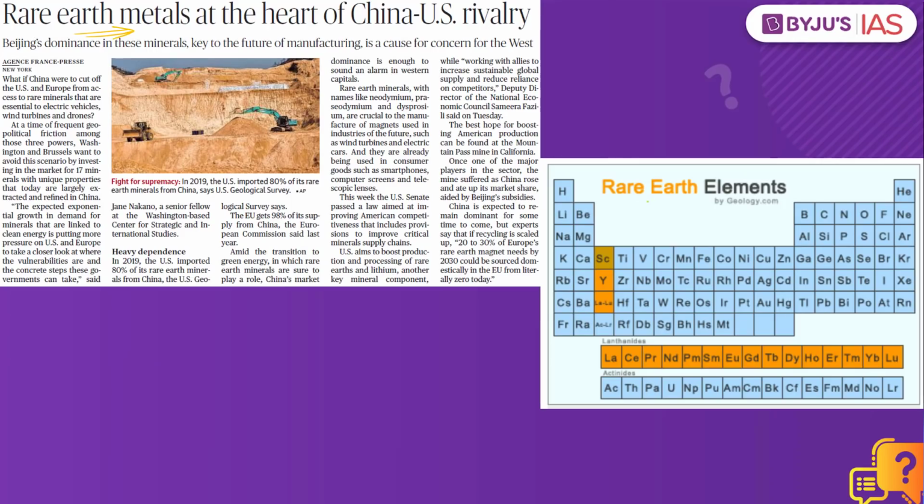What are these rare earth elements? There are about 17 minerals. It includes 15 from the lanthanide table as shown in the picture, and it also includes 2 other minerals which include scandium as well as yttrium. So all these minerals, 15 from the lanthanides and these two from the periodic table, is what is called as the rare earth elements.